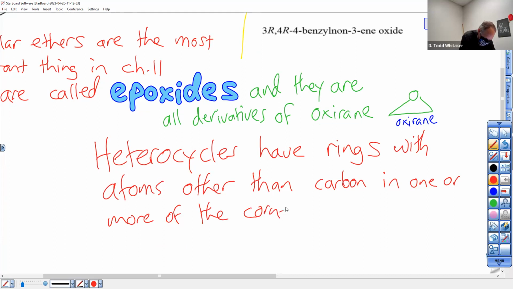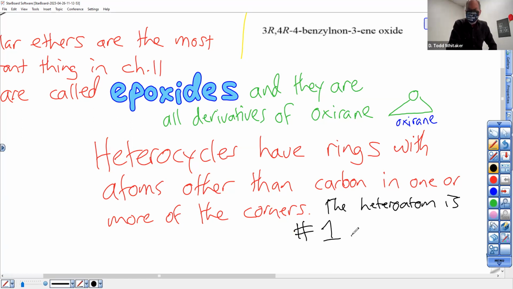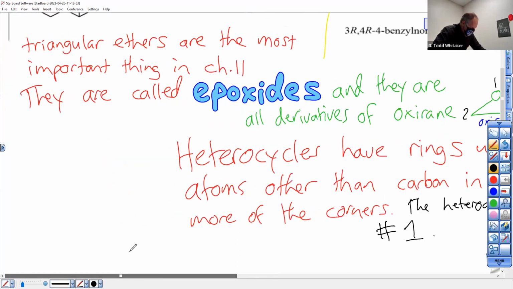And the most important thing about heterocycles is the heteroatom is number 1. We have never done anything like that before. We've only numbered carbons, correct? You've never put a number on any other atom. You didn't have permission. Well, you have to now. 1, 2, 3. Okay. So if you want to name our molecule after oxirane, you're going to have to tell me what's on position 2 and what's on position 3.